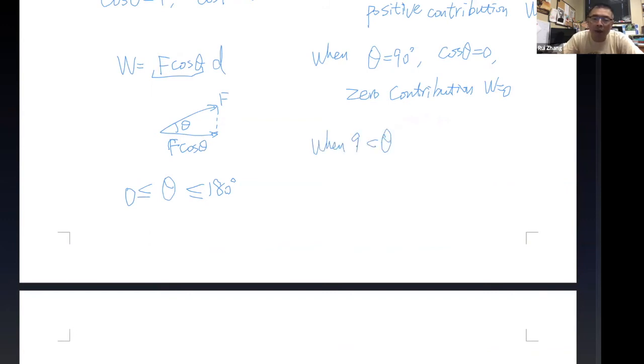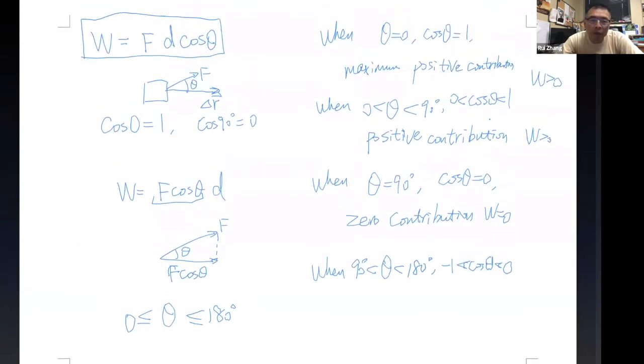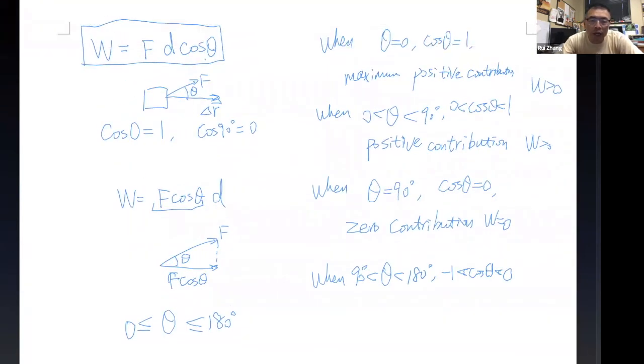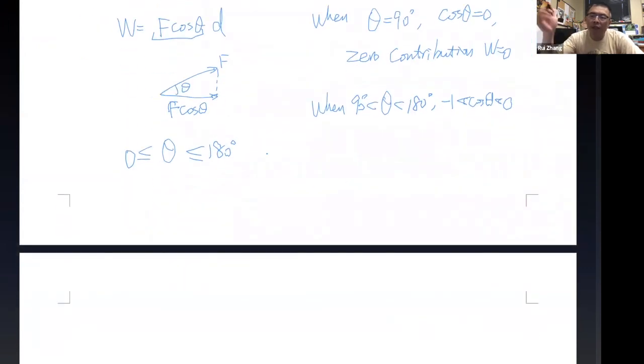Now, there's some other interesting case when theta is larger than 90 degrees but smaller than 180 degrees. Cosine theta in this range is going to be larger than -1 but smaller than 0, so it's going to be a negative number. What does that mean? If you plug in cosine theta here, you get a negative number, while your force and distance are always positive. Keep in mind, when we plug in numbers for F and D, you should plug in the magnitude of the force and the magnitude of the displacement. So these are always positive. The sign comes in from the cosine theta. So in this case, the force is going to have a negative contribution.